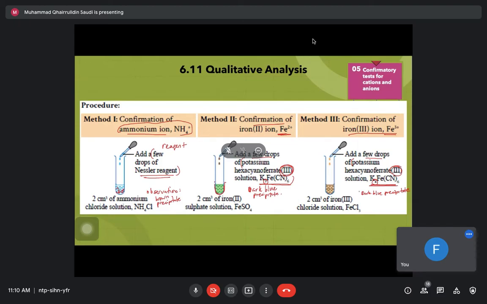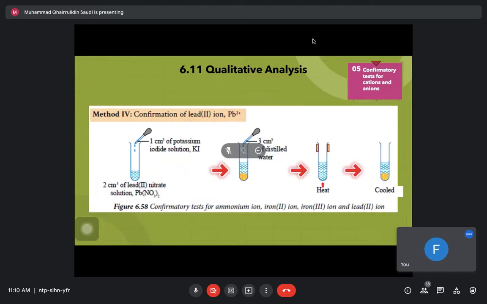Next one is to confirm the presence of lead(II) ions. To confirm the presence of lead(II) ions, you will add potassium iodide. Okay, you will add 1 cm cube of potassium iodide inside your salt solution, and then you will get yellow precipitate.